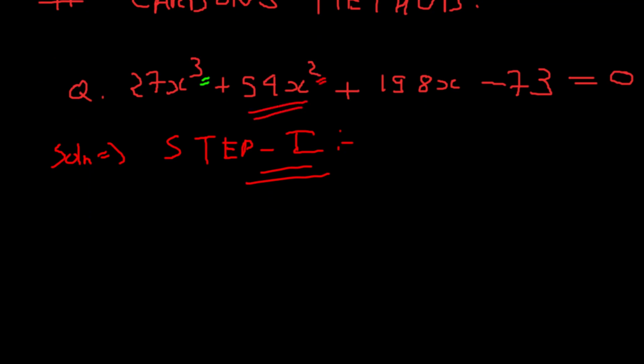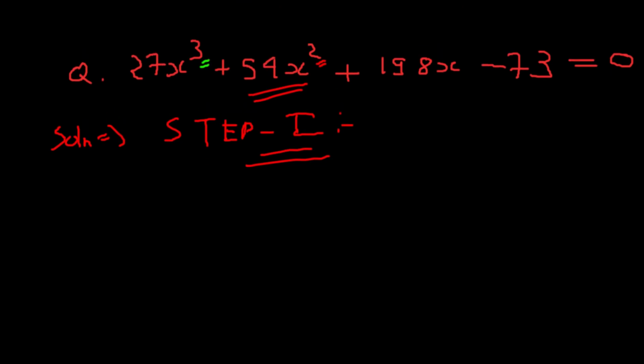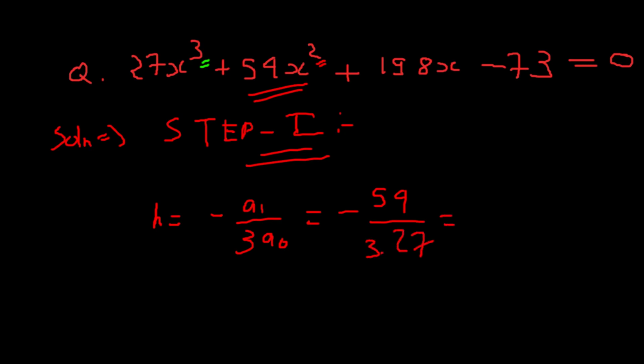second degree term. I have already told you in a previous video the synthetic division method, so we are going to use that in this one also. The formula for this is minus a1 by 3a0. Let's put the value of minus a1, which is 54. A0 is 27, so let's just solve this. It will be minus 2 by 3.